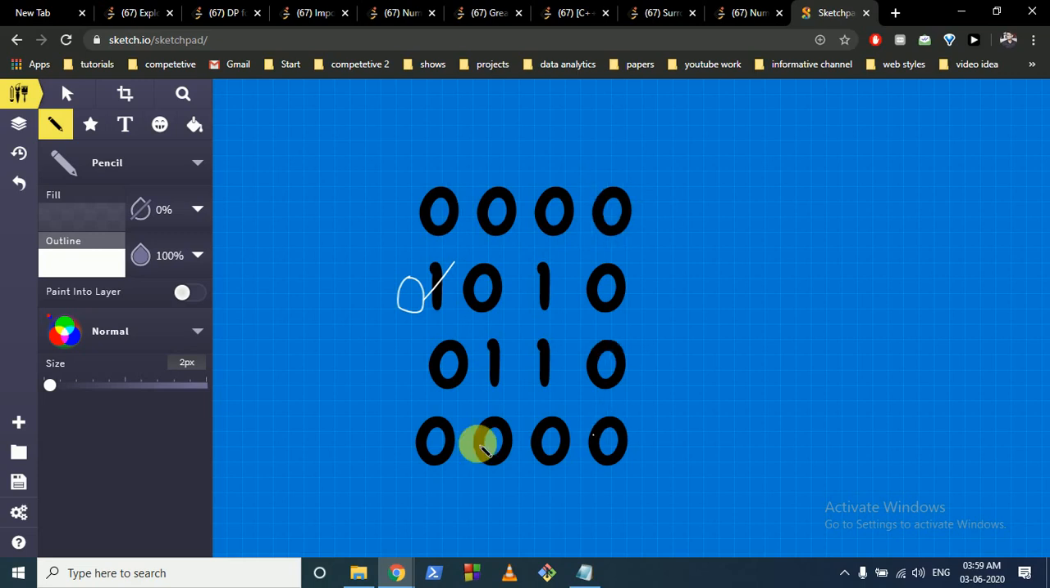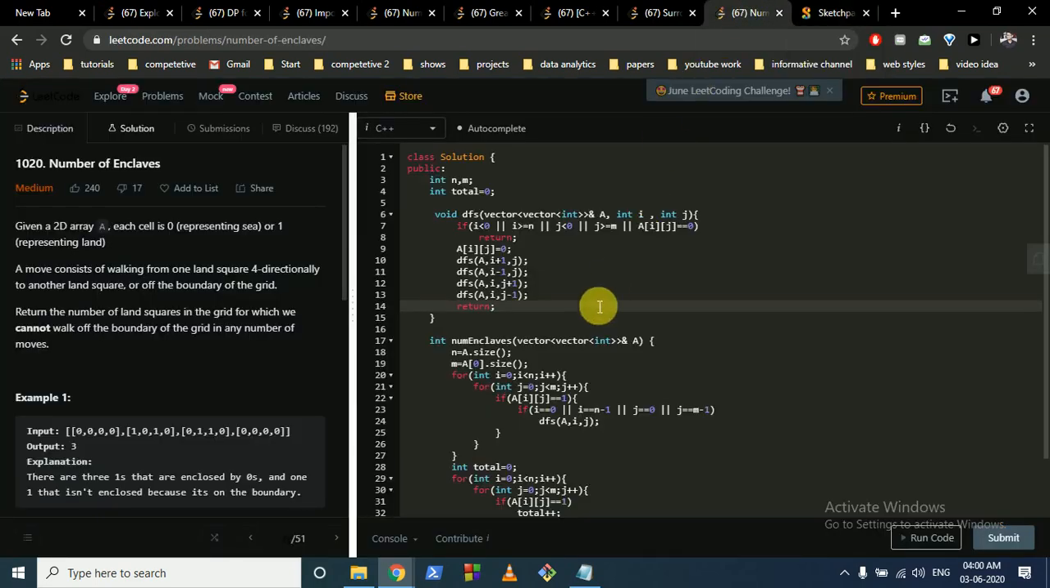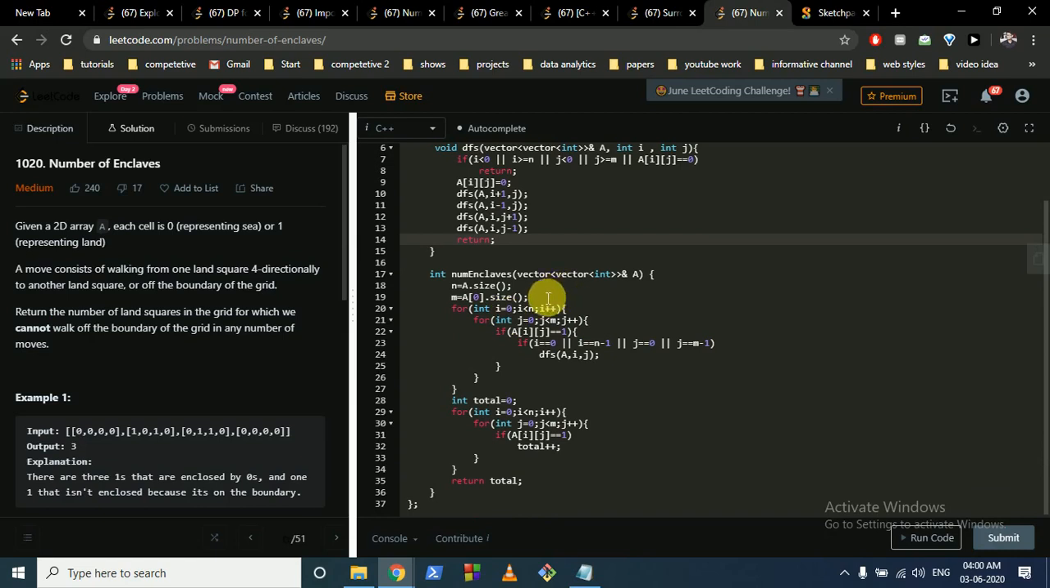After we process all the boundary points, we will again iterate over the whole matrix and see how many ones are there. The count of 1s will tell us how many squares or blocks are inside this matrix and cannot be reached from the boundary. So I'll tell you more through the code. So this is the code.